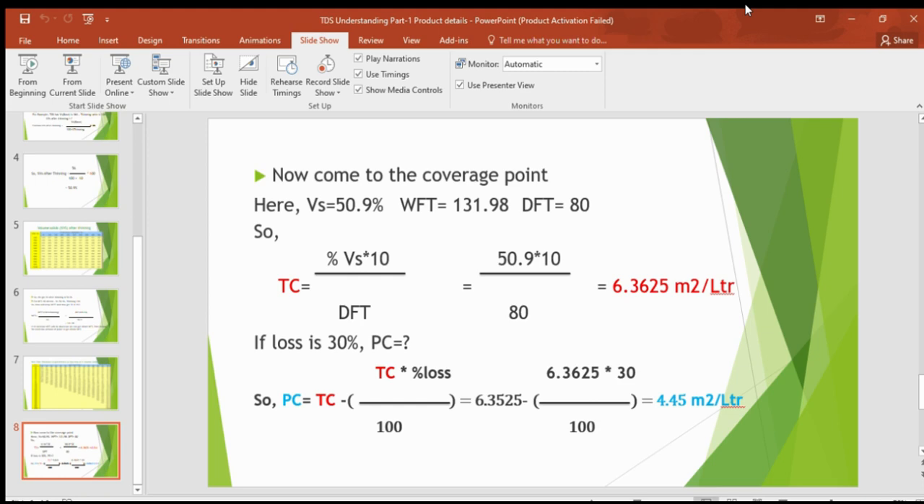So here is the formula of practical coverage. Practical coverage is technical coverage minus technical coverage into percent loss divided by 100. Here we got 4.45 square meter per liter.